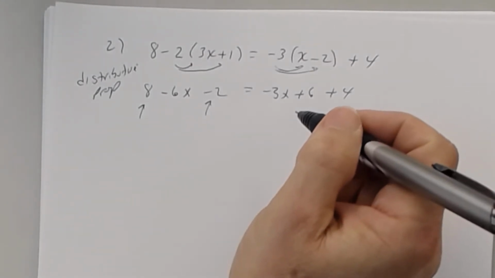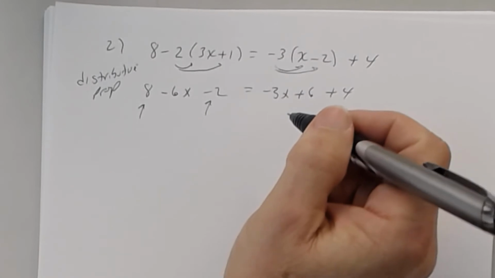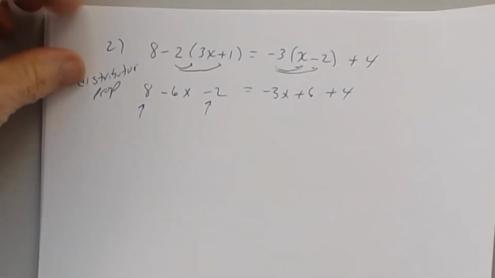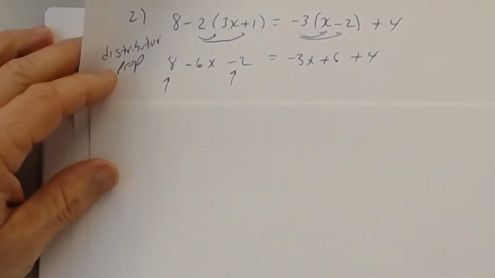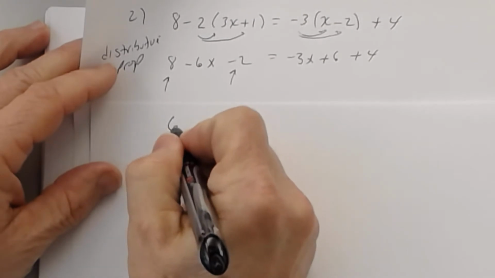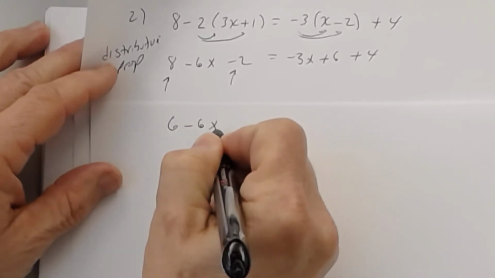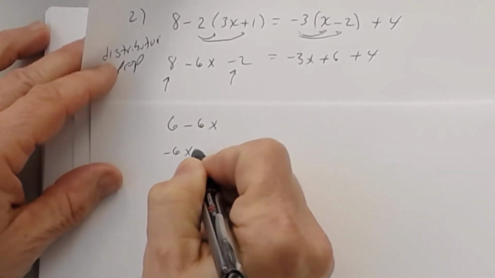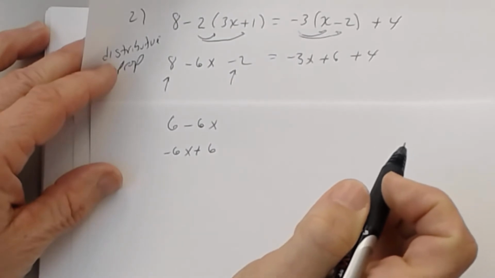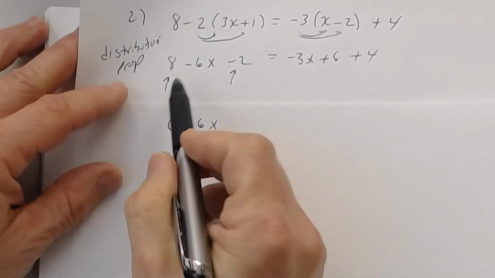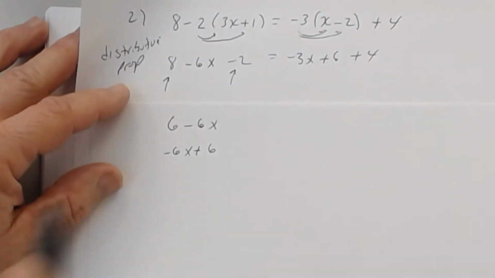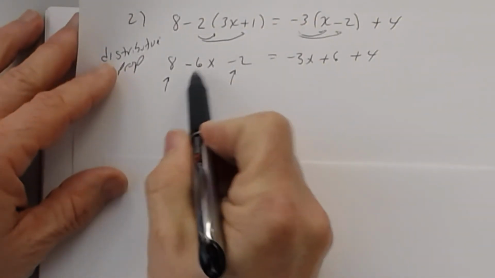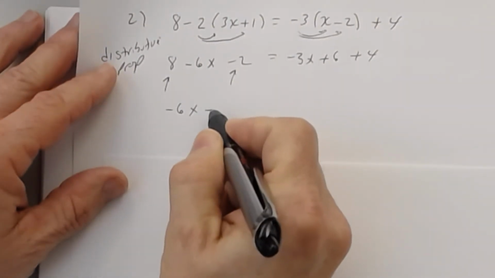+6, right? It does not matter, though. It does not matter whether you say 6 minus 6x or someone else could have written this as -6x plus 6. Does not matter, right? It's up to you how you want to write this, but normally what some students prefer to do is put the variable term first. So I'm going to go ahead and write this right here as -6x plus 6.